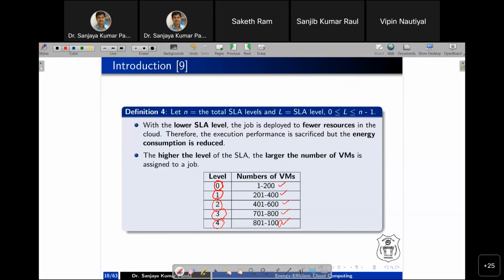In the trade-off case, whatever performance you have achieved traditionally can be sacrificed, but at the same time you are giving importance to energy consumption. Our objective is not to sacrifice the performance, nor to sacrifice the energy consumption. Our objective is to balance these two.